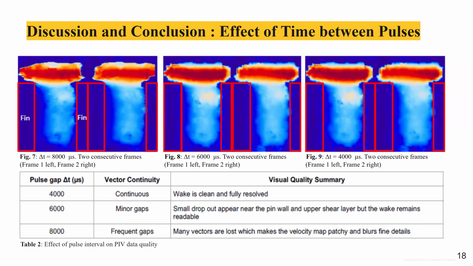Here's a quick summary. At 4,000 microseconds, the wake is clean and fully resolved. At 6,000 microseconds, there are minor gaps near the pin wall and the upper shear layer, but the wake is still readable. At 8,000 microseconds, many vectors are lost and fine details blur.